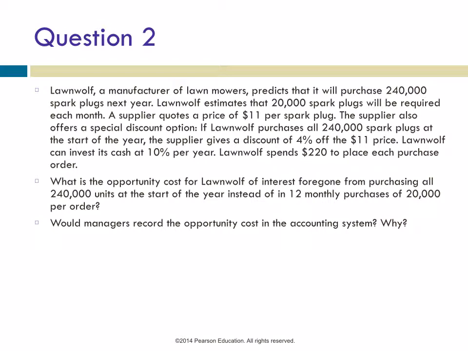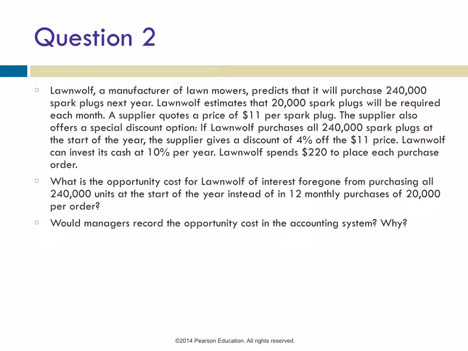What is the opportunity cost for Lawn Wolf of interest foregone from purchasing all 240,000 units at the start of the year instead of in 12 monthly purchases of 20,000 per order? Would managers record the opportunity cost in the accounting system and why?